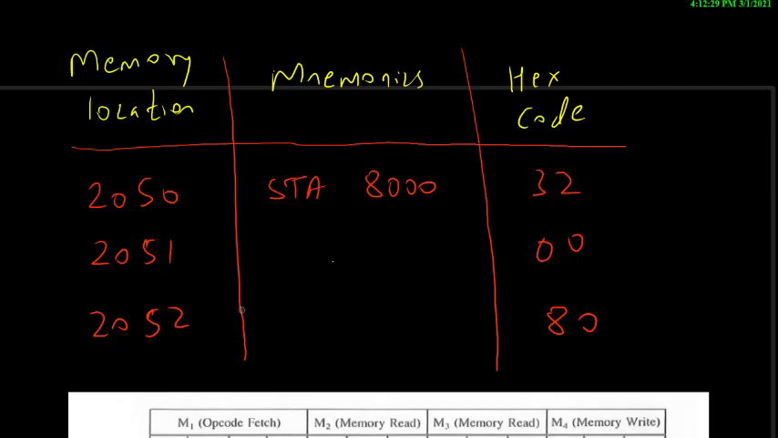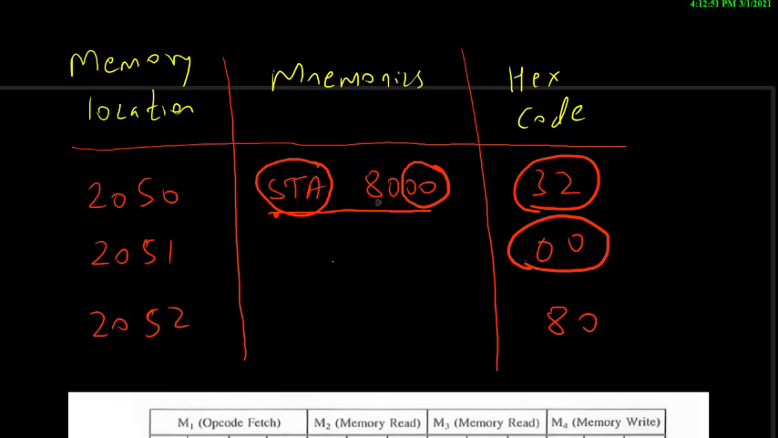Now let us check the timing diagram for the instruction STA. This instruction is stored at location 2050. As STA is a 3-byte instruction, we need 3 memory locations. The opcode for STA is 32, and then the memory location is 8000. So the lower byte 00 will come here, and the higher byte 80 comes in the next memory location. So this is a 3-byte instruction. Now let us see the timing diagram.